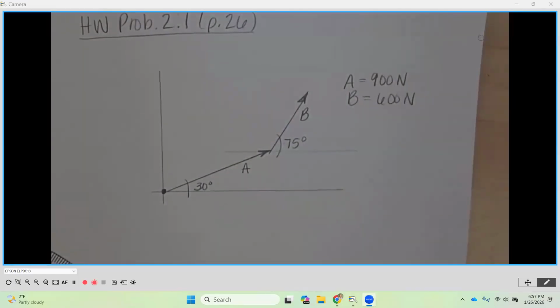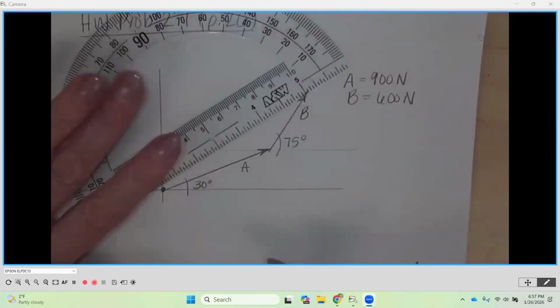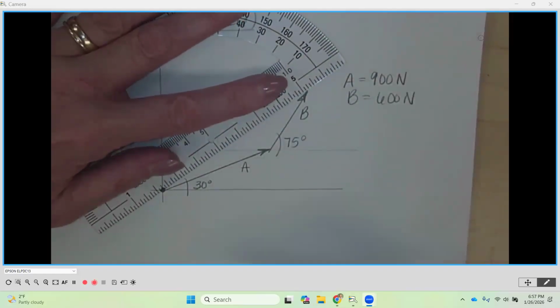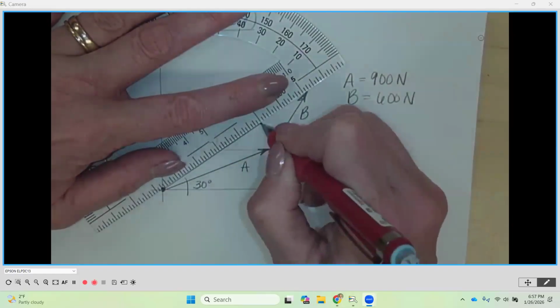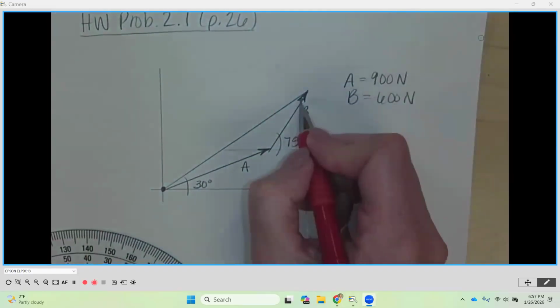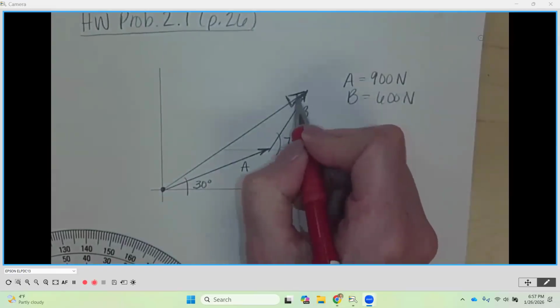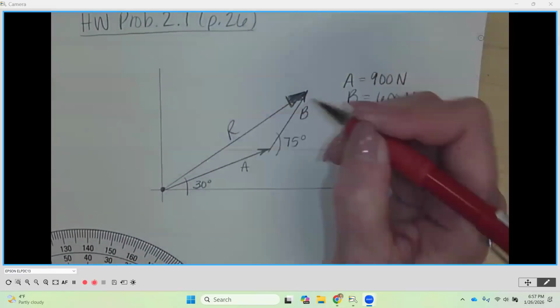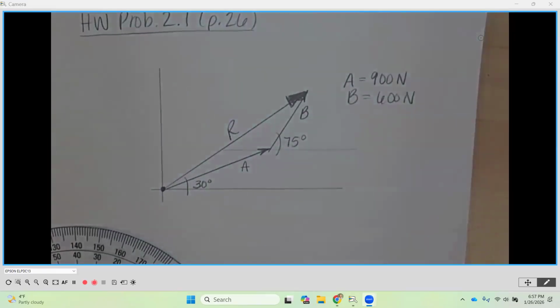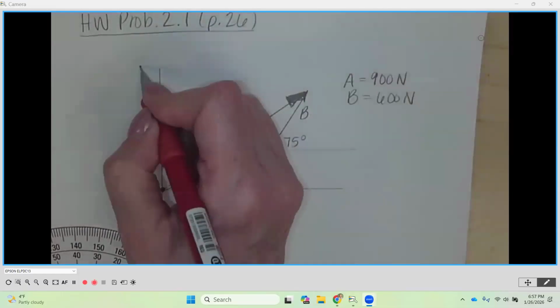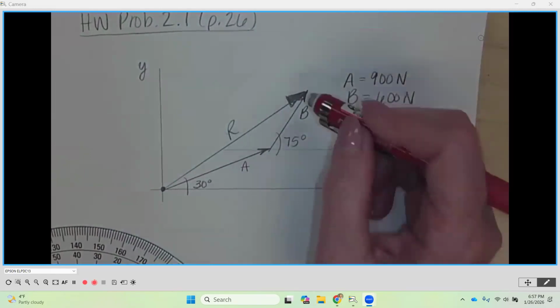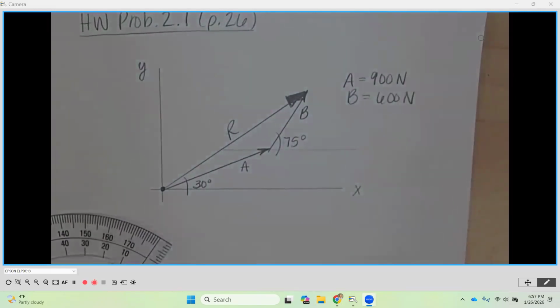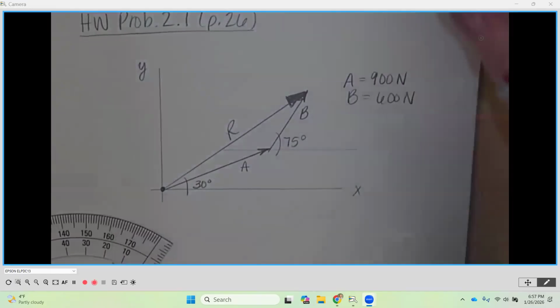Now we want to find the resultant of these two forces acting on that eye bolt. We're going to start our resultant with the tail at the origin, and its tip is going to go to the tip of the last vector, which was vector B. This is going to be our resultant. This looks kind of familiar, just like that first sample problem that we went through. I made my arrowhead extra big so that you could see it's going up and to the right.